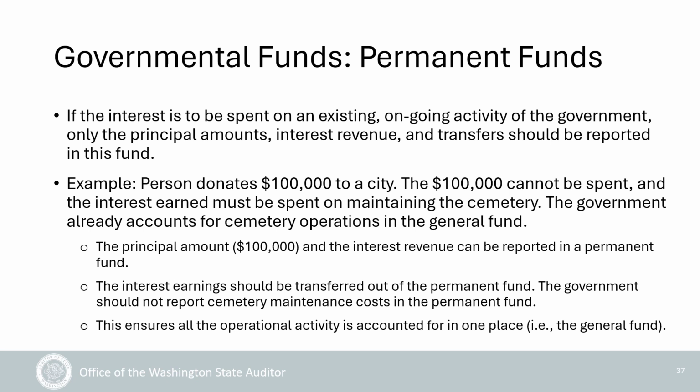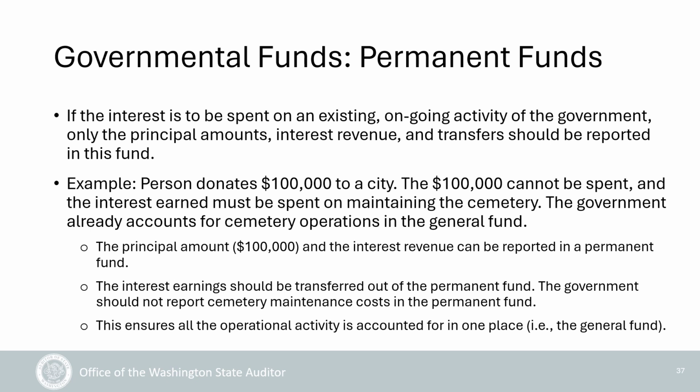For example, let's pretend a local citizen donates $100,000 to the city and states the $100,000 cannot be spent but should be invested. And the interest earned must be used to maintain the local cemetery. This would meet the requirements for using a permanent fund.